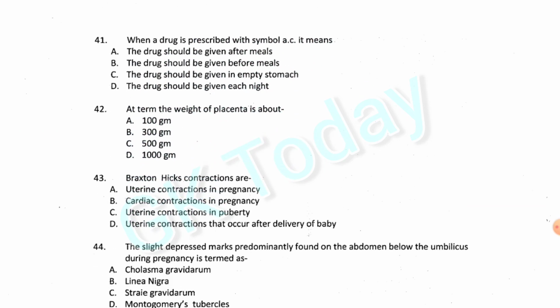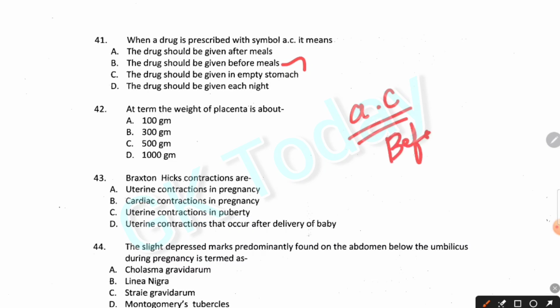Question number 41. When a drug is prescribed with symbol AC, it means the drug should be given before meals.